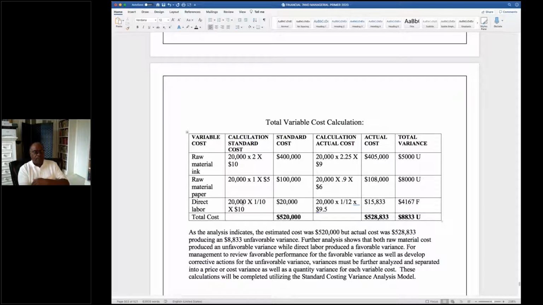Then for direct labor, 20,000 books. They're supposed to produce 10 books an hour at $10. So the amount paid for direct labor is supposed to be 20,000. Well, they actually made 12 books an hour, and we got the workers at 9.5. So our cost for labor was only 15,833, and we had a favorable variance of 4,167.